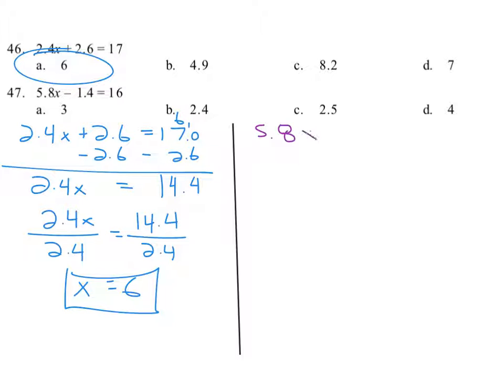5.8x minus 1.4 equals 16. And you can say, but Mr. Massey, these seem so similar. Why did we do 2 of them? I think just because we needed some practice. I know that everybody needs practice. So that's what we're doing. We're practicing.